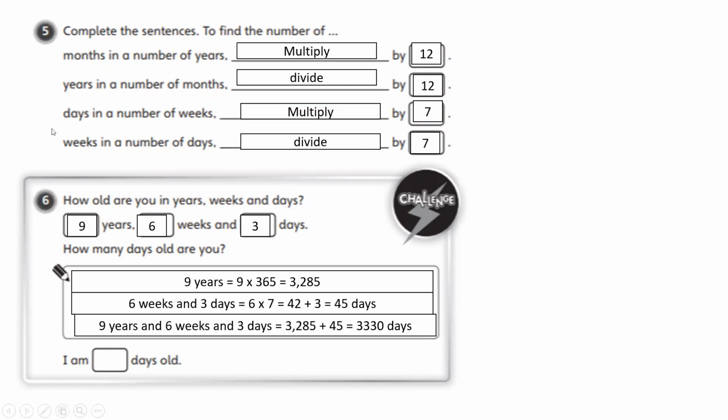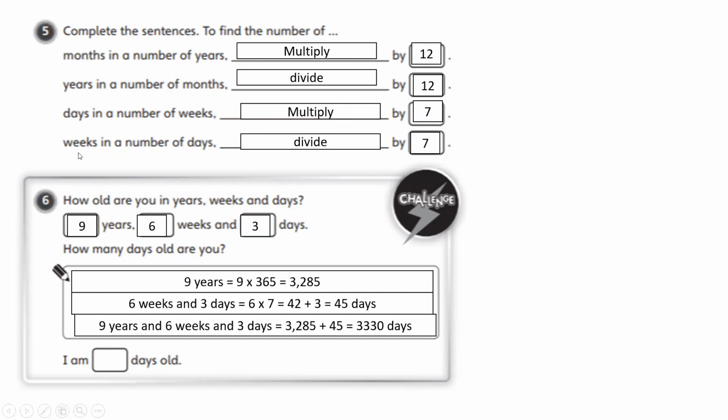So if I said that there were 3 weeks, then I would have to multiply that by 7 because I know there's 7 days in a week, so I'd multiply that by 7 to find out the number of days. So 3 weeks, 3 times 7 would be 21 days.